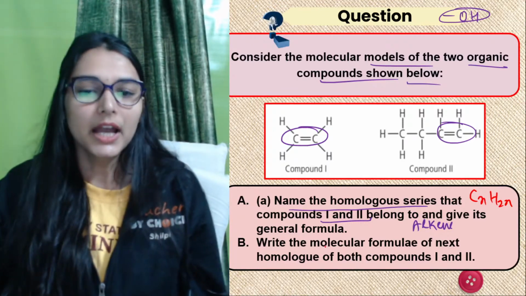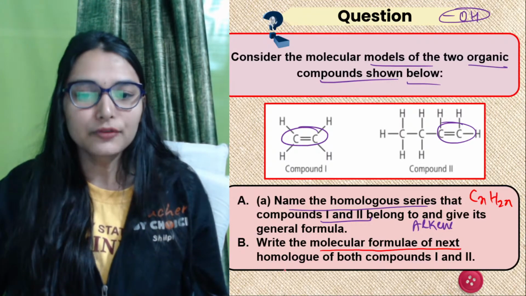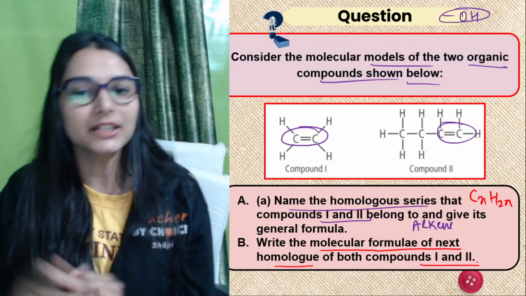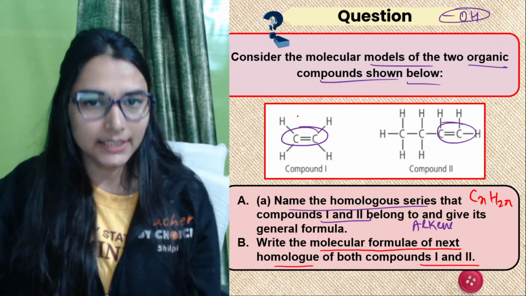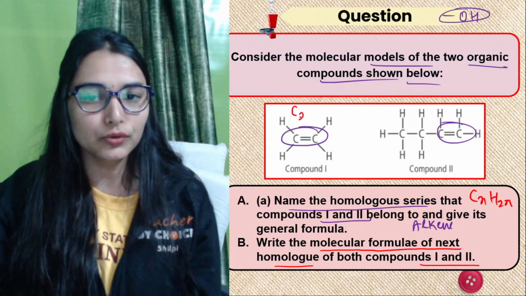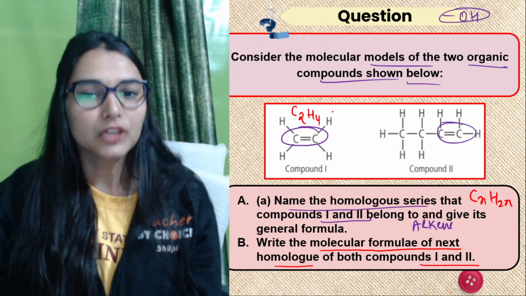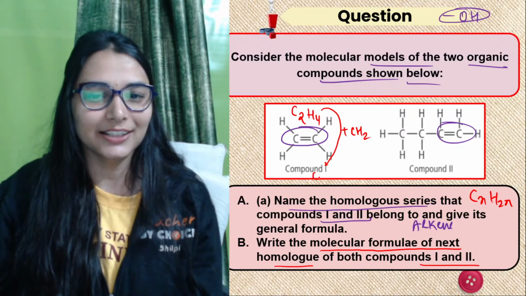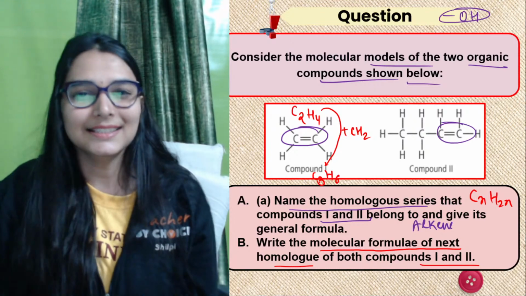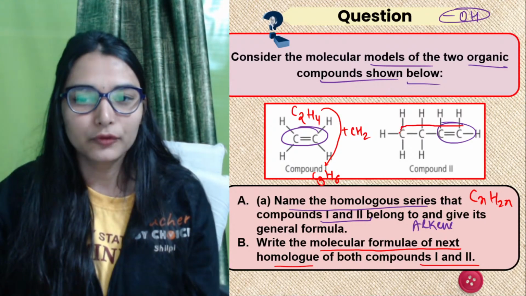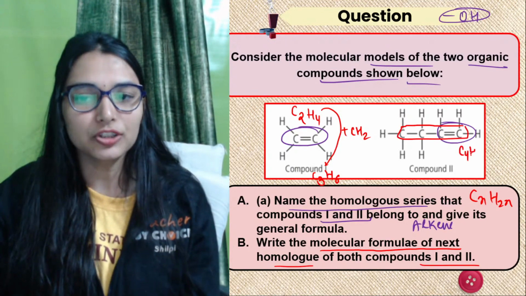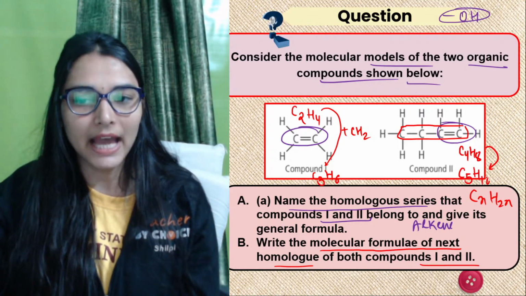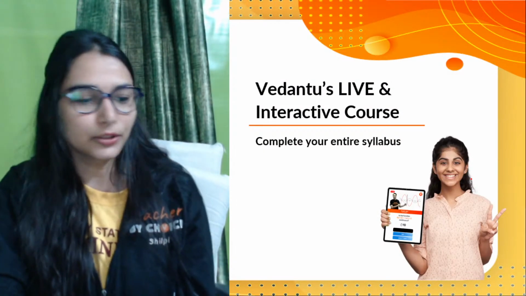Okay, easy. Let's go. The next, write the molecular formula of the next homologue of both compounds 1 and 2. You can do this too. Now you can see, what is the molecular formula of this? C2, 2 carbon, 4 hydrogen. So what would be the next member? Add CH2. Yay, C3H6. Easy peasy. The same here. 4 carbon, 8 hydrogen. The next higher homologue would have 5 carbon, 10 hydrogens. Easy, can you do it?